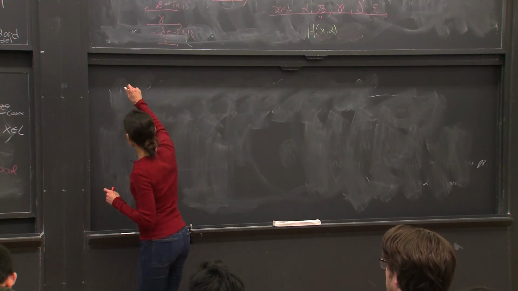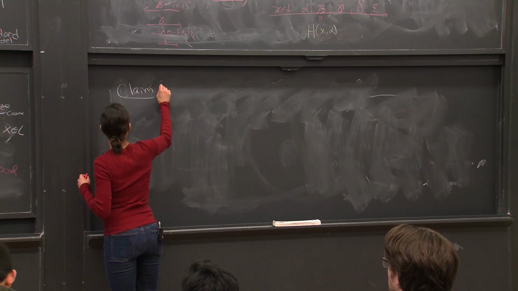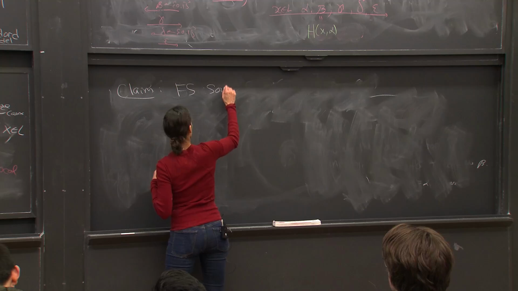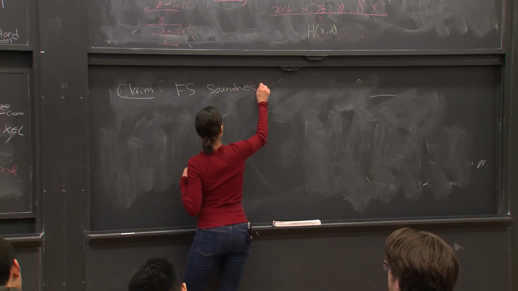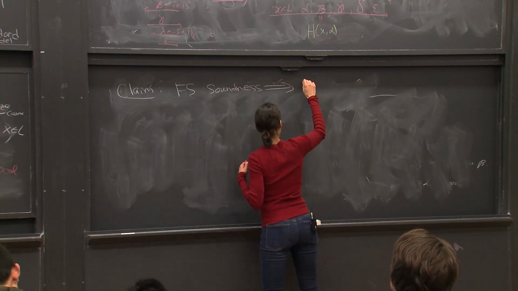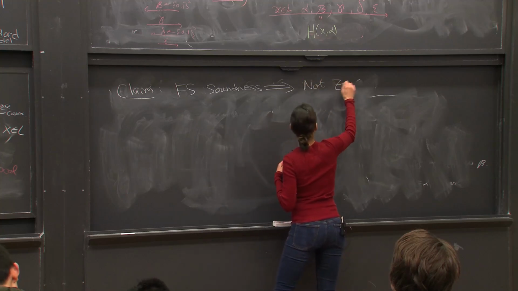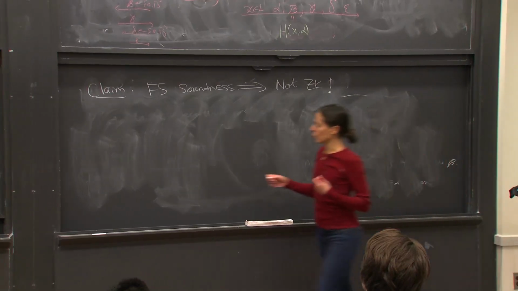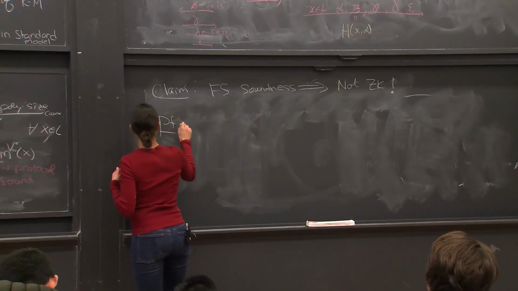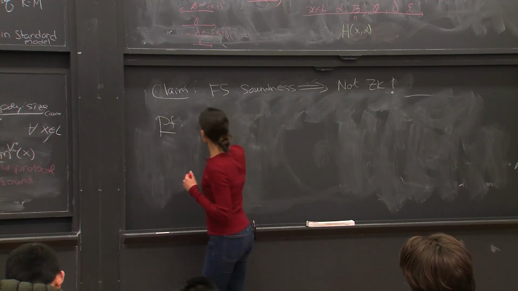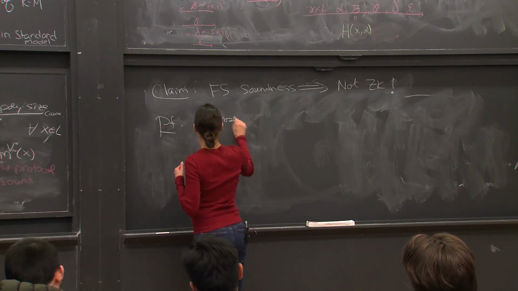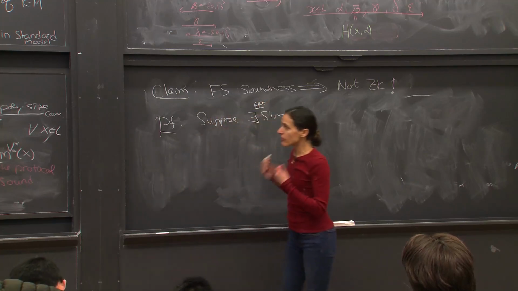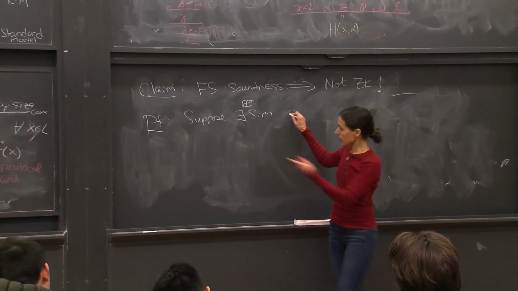Okay? Now, here's the claim. Soundness, or Fiat-Shamir soundness, implies that it's not zero knowledge. And let me argue that. So here's the proof. Suppose it's zero knowledge. Okay, so suppose it's wrong, I'm going to get a contradiction. So suppose there exists a simulator, a PPT. There's an efficient simulator such that, I'm just copying the definition.